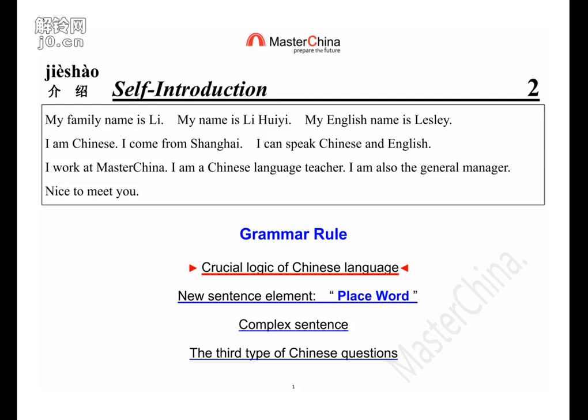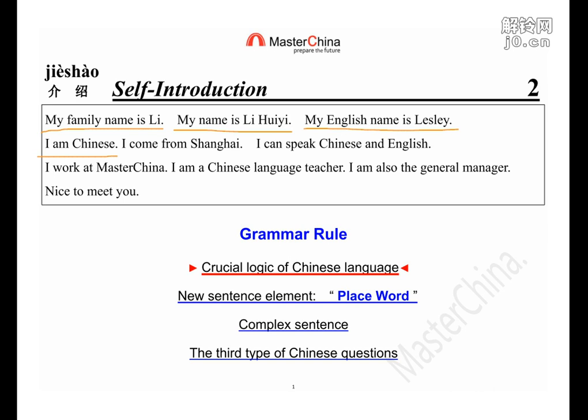我姓李，姓 for family name. 我叫李慧义，叫 for full name. 我的英语名字叫 Leslie. 英语名字 and 叫。我是中国人 so country name and people.